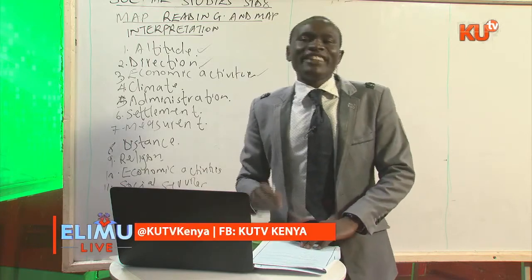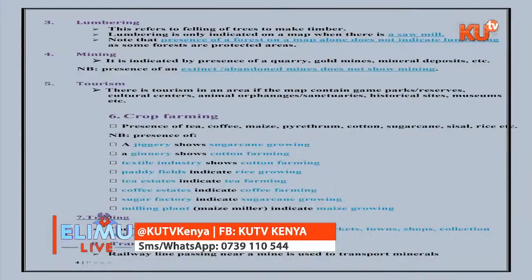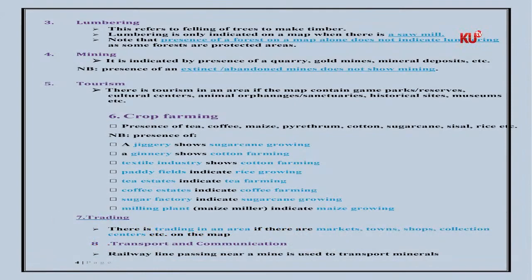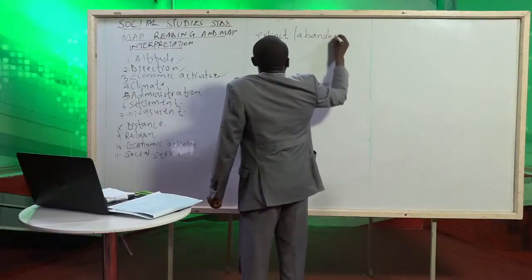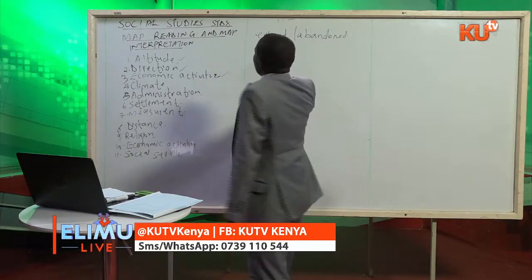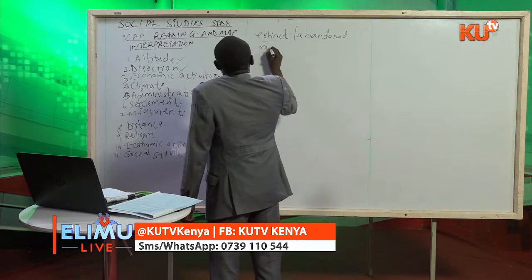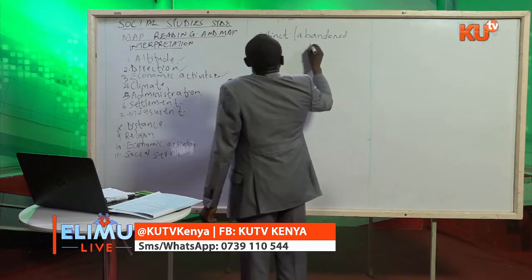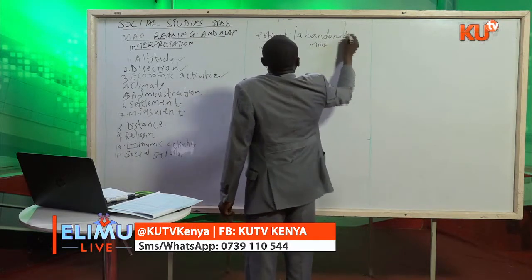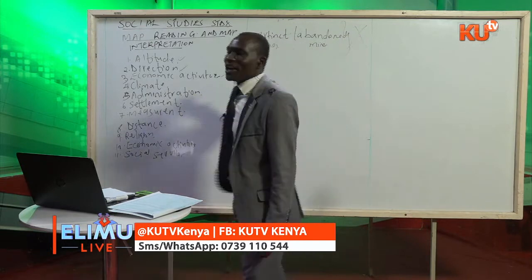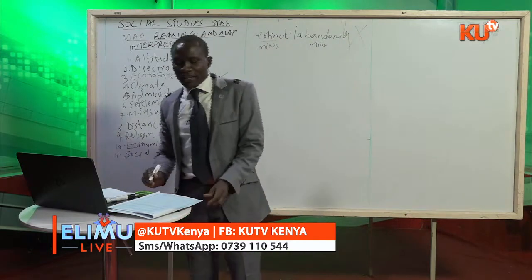Then we have mining. Mining is also an economic activity represented by quarry, and learners should be able to understand vocabularies such as extinct and abandoned. If you see extinct mines or abandoned mines, there is no farming taking place.